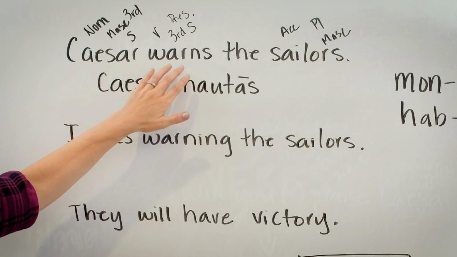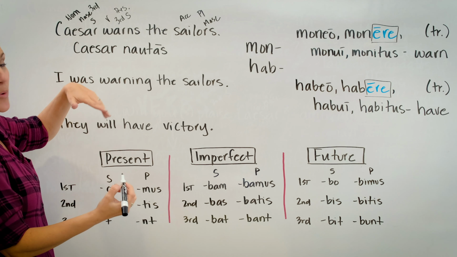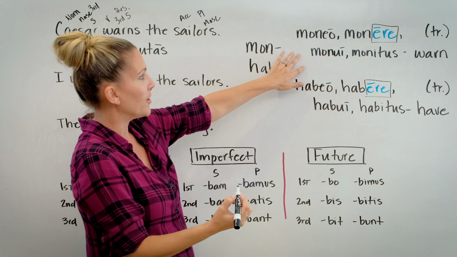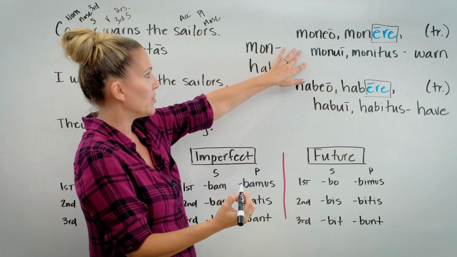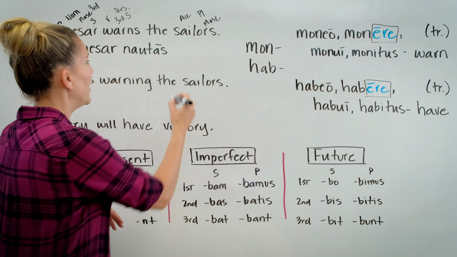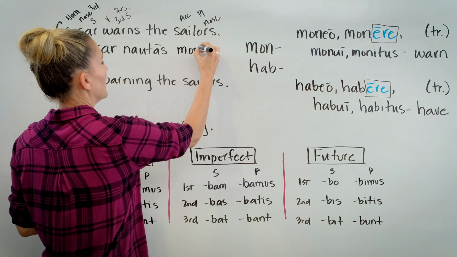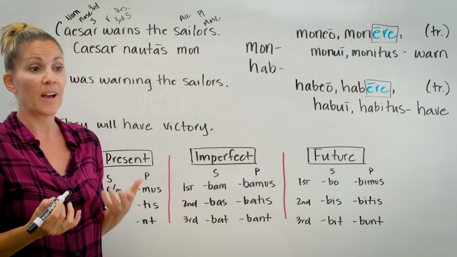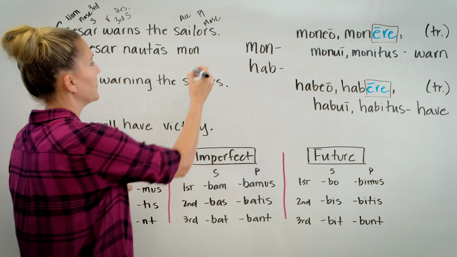And then warns. So first, if I'm going to conjugate this verb, I need my stem. My word for warn is moneo, monere, monui, monetus. I have found my stem, so M-O-N. In the second conjugation, we need a conjugating vowel. That conjugating vowel is an E.